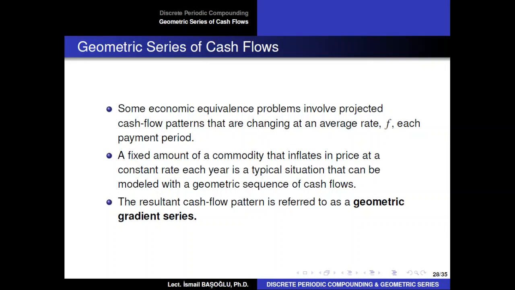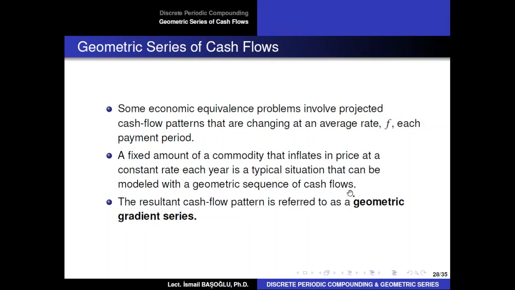So in every following payment period, based on the gradient size, the payment size is increasing or decreasing in a linear form. In geometric series of cash flows, the cash flows are going to change at an average rate of f%. This means at the end of the next payment period, the payment is going to be f% larger or f% smaller than the payment in the previous period. So why do we use such series of cash flows? Imagine a fixed amount of commodity that inflates in price at a constant rate each year. It is a typical situation that can be modeled as a geometric sequence of cash flows.